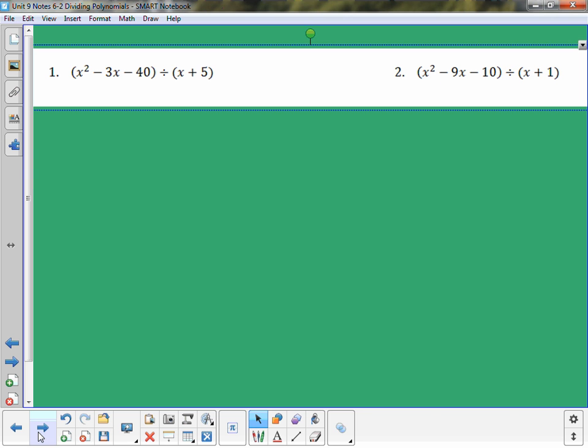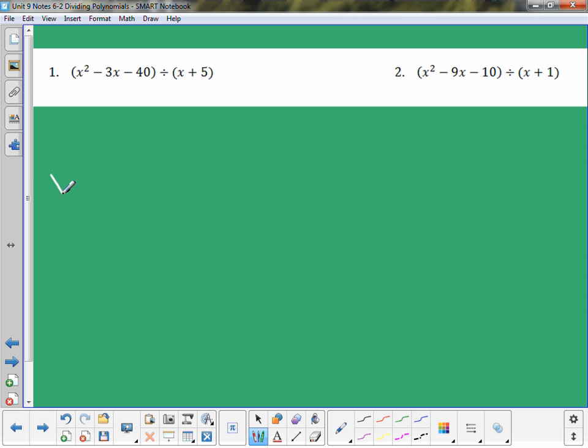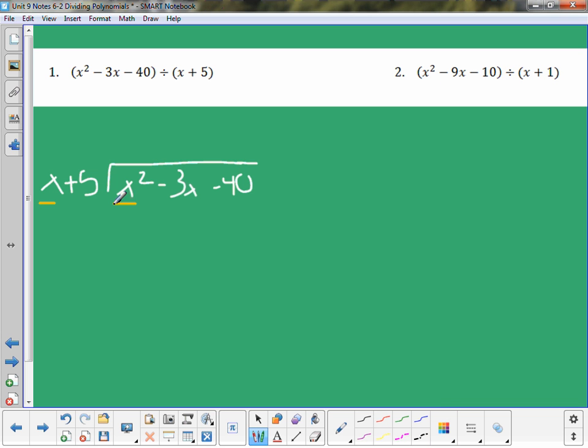Let's take a look at number 1. Let's set it up. That's our first step. I'm going to put x plus 5 on the outside of my box, and on the inside, x squared minus 3x minus 40. Now I'm looking at it one term at a time, first term to first term, from x to x. I ask myself, what do I need to multiply x by to get x squared?